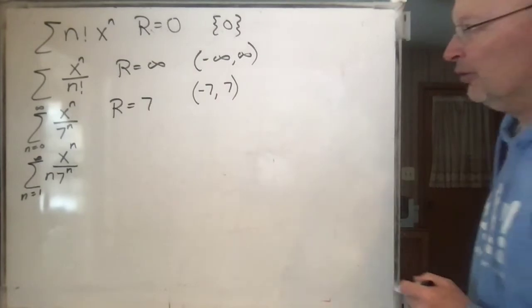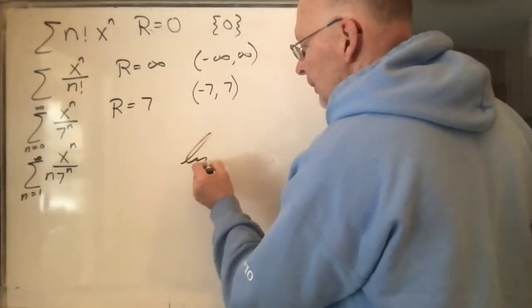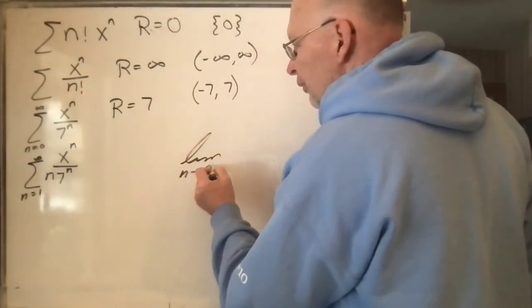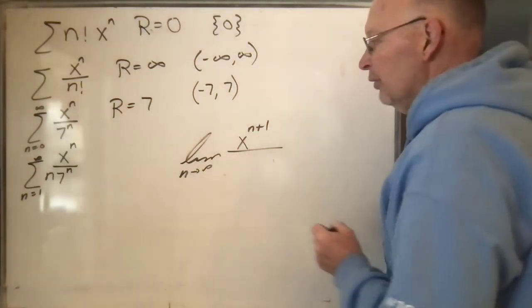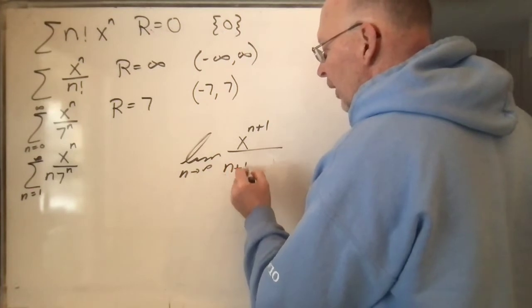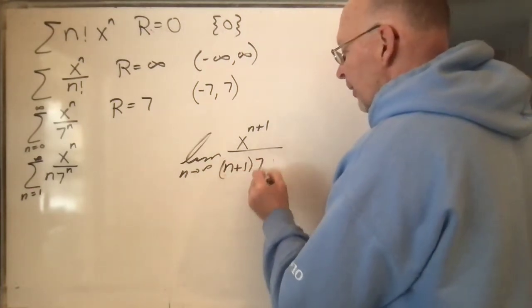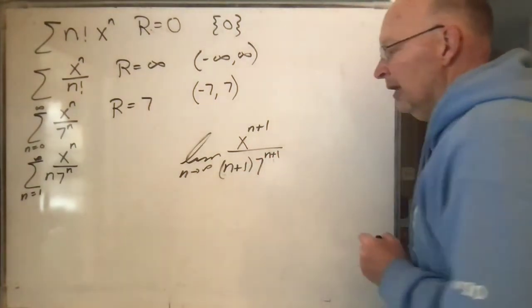Okay, it's going to be similar to the previous one. Take the limit as n goes to infinity, x to the n plus 1. By this time, by the way, you should be doing this before you watch me do it. Okay? Mathematics is not a spectator sport. Okay?